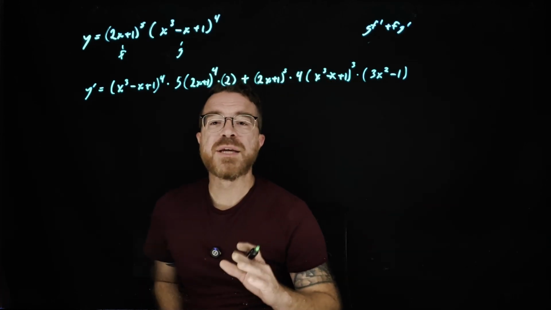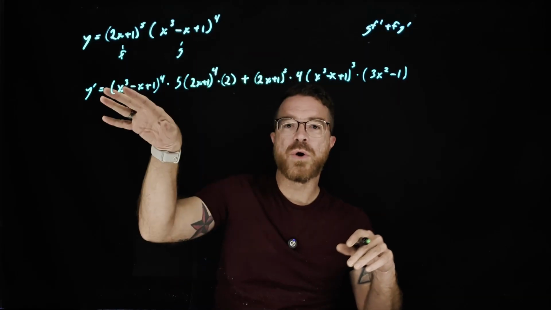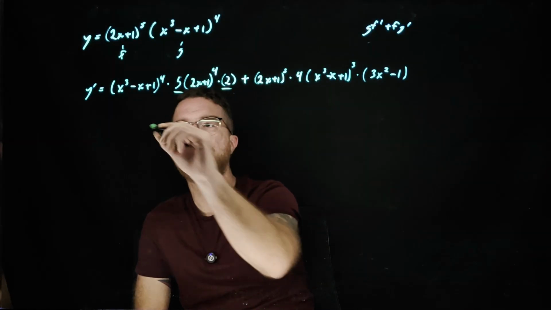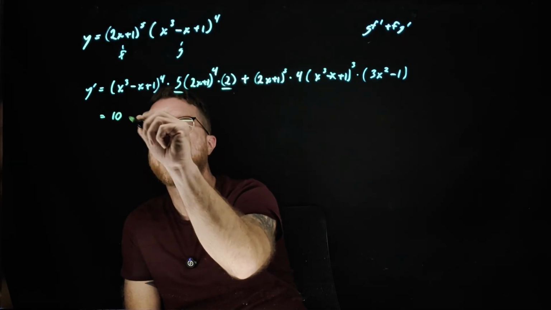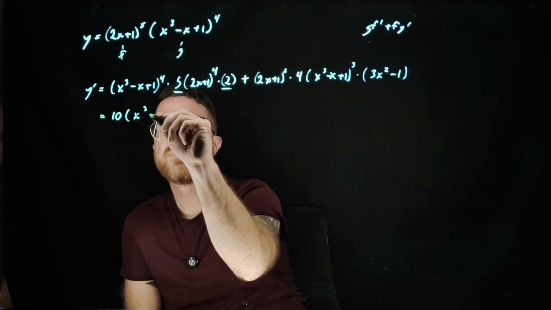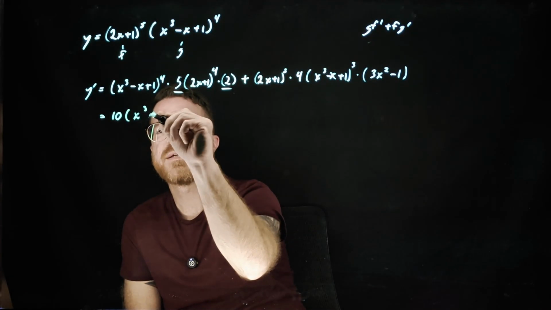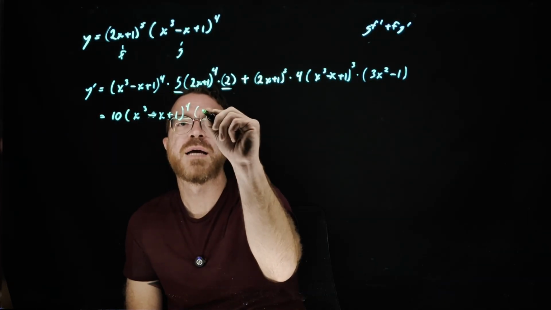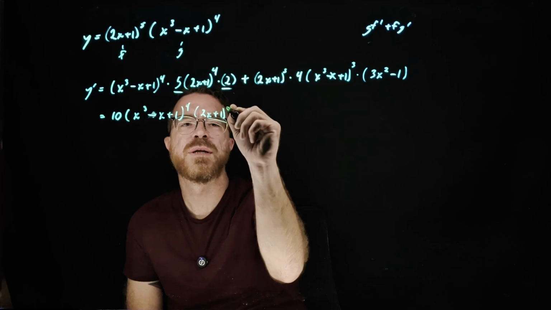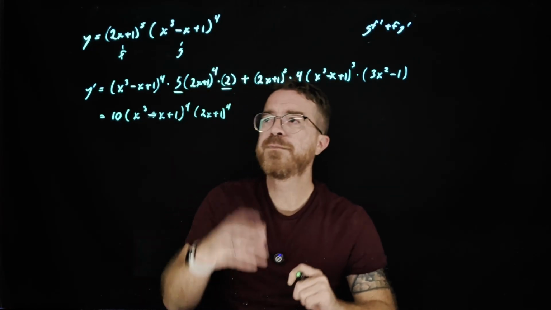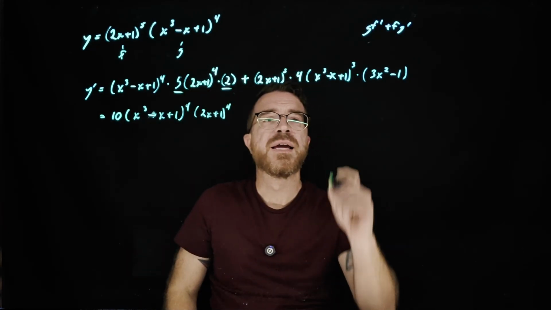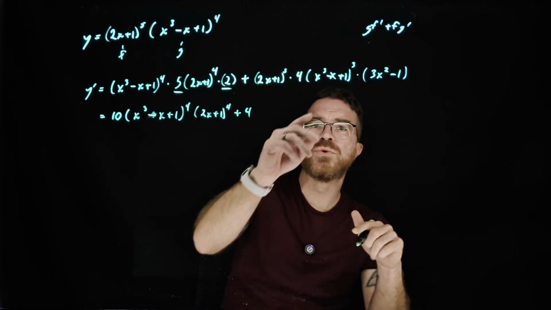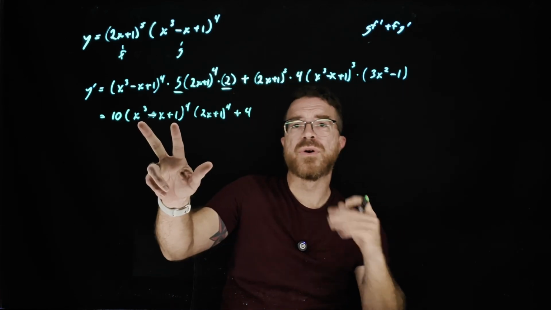So the next thing I'm going to do is combine and pull all of the constants out to the front. In this case, I have 5 and 2. So this is going to be equal to 10(x cubed minus x plus 1) to the 4th power times (2x plus 1) to the 4th power. The next thing I'm going to do is roll this 4 out, so plus 4. And I'm going to write these so that they're in the same order as this.